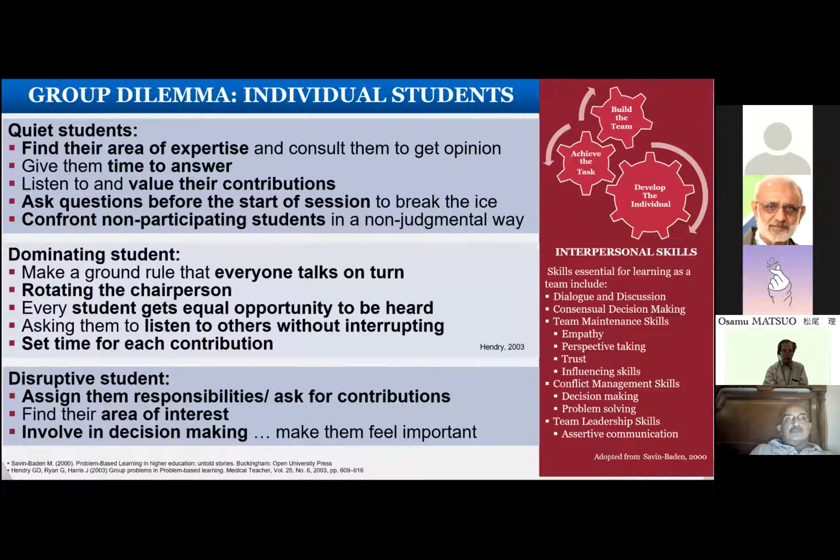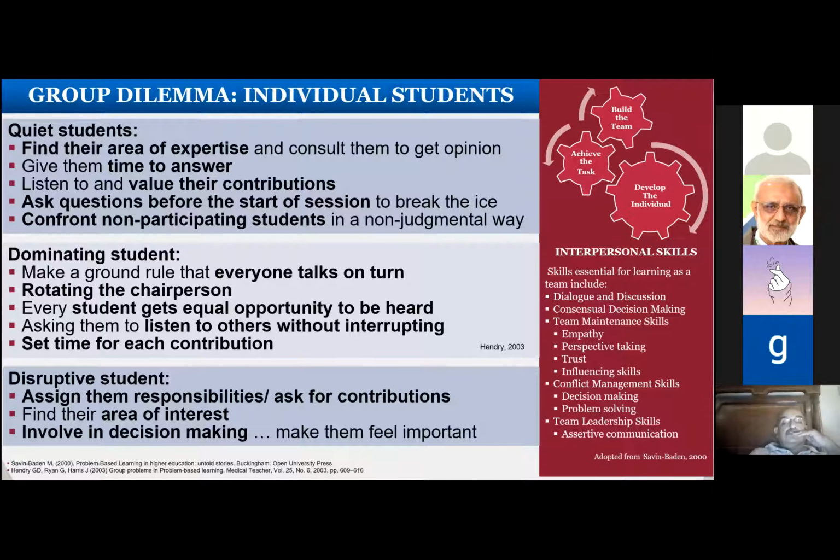These disruptive students are the mischievous students in the class. They will be using their phone, they will be making some drawings, they will be cracking some joke with the students who are sitting next to them. And in the process, they are disrupting those students and their thought process. So the best thing would be to assign them some responsibilities and ask for contributions. The students can give them the responsibilities, find their area of interest and give them more opportunities in their area of interest, involve them in decision making so that they can feel themselves to be important.